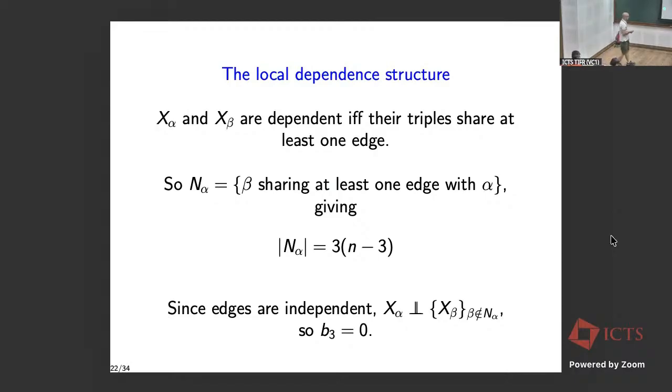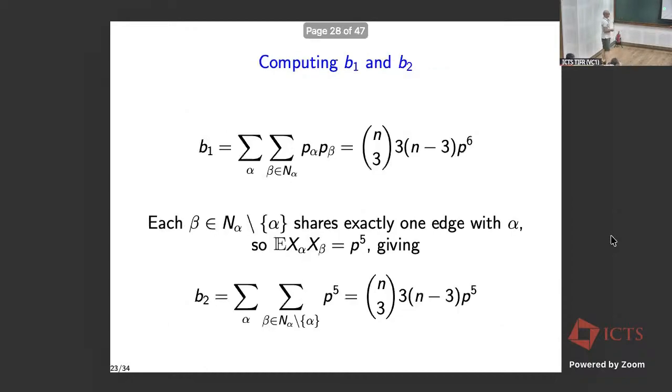And if no edge is shared, we have independence. So in this case, B3 is 0 because x alpha is independent of whatever is outside of this neighborhood of x alpha. So what is it we need to evaluate? B1, that's just plugging in. That's just n choose 3, 3n minus 3p to the power 6. That's straightforward, nothing to calculate, not much to do.